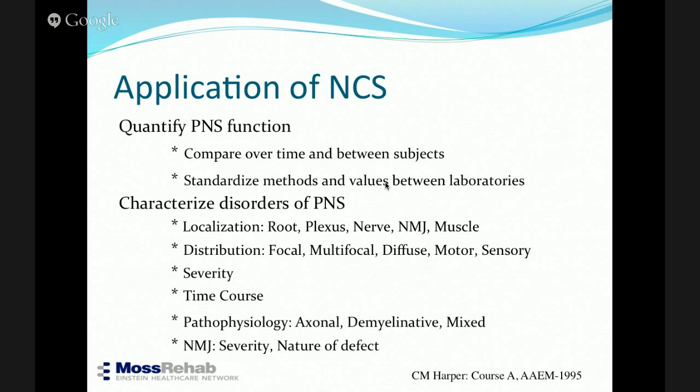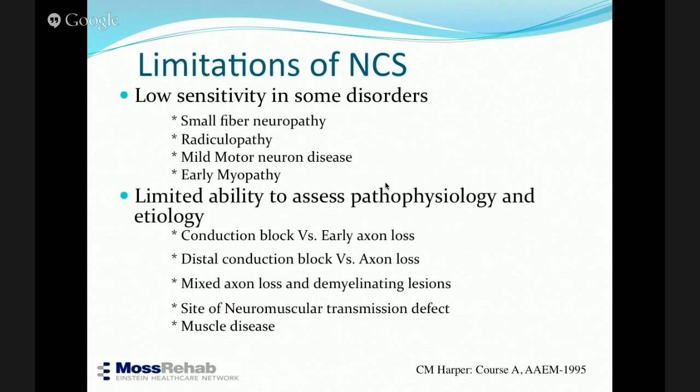It could be generalized and diffuse, like a diabetic peripheral neuropathy, where you could have all limbs involved. It could be pure motor neuropathies or pure sensory neuropathies. You could look at the severity and time course, again talking about axonal and demyelinating types. And then we can look at neuromuscular junction problems with nerve conduction studies, right? Because you can do a repetitive stimulation study and look at the decremental responses. So that is going to be a useful thing.